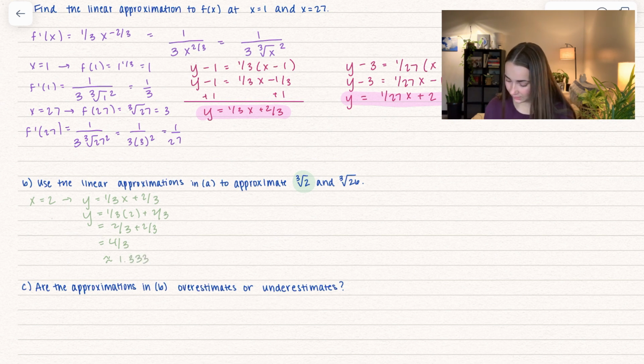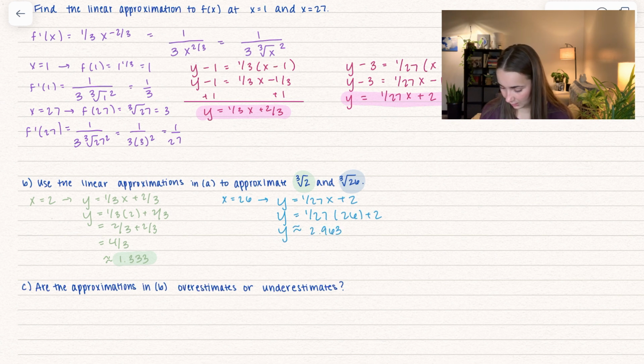And here we found our linear approximation. So we get approximately 1.333. And so let's go ahead and work with our second one. So here we have the cube root of 26, which tells us our x value is going to be 26. This tells us we're going to have to use a second linear equation. So y equals 1 over 27 x plus 2. And that's because that was the x value of 27. So let's go ahead and plug that in and solve.